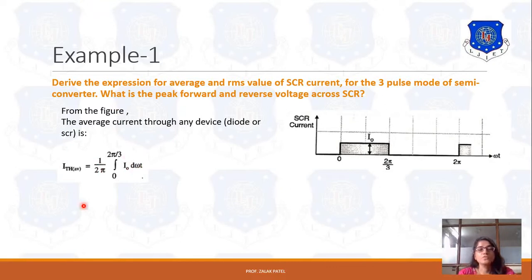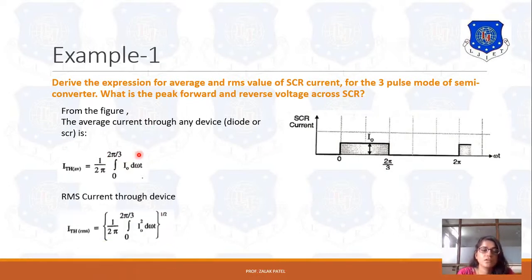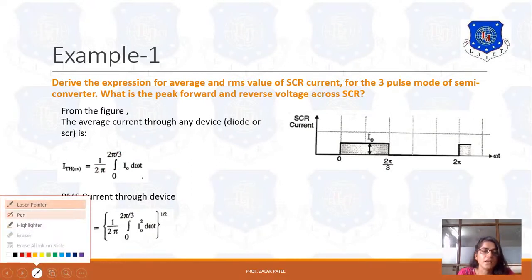Now if we integrate this term, there is no term of omega t present. The integration of 1 is omega t and the limit is from 0 to 2 pi by 3. So it can be written as 1 upon 2 pi into I0 into 2 pi by 3. Then 2 pi and 2 pi cancel out, so the answer is I0 upon 3.